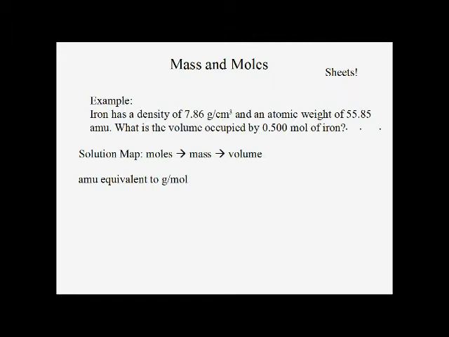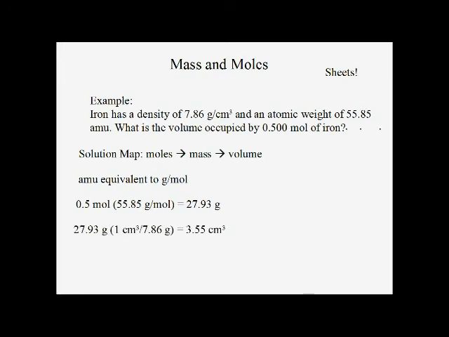It was given to us in AMU. AMU is equivalent to grams per mole, so the number is the same. We just change the unit from AMU to grams per mole. Now we're going to multiply our moles by the atomic mass. That will give us grams. That will be 27.93 grams of iron.